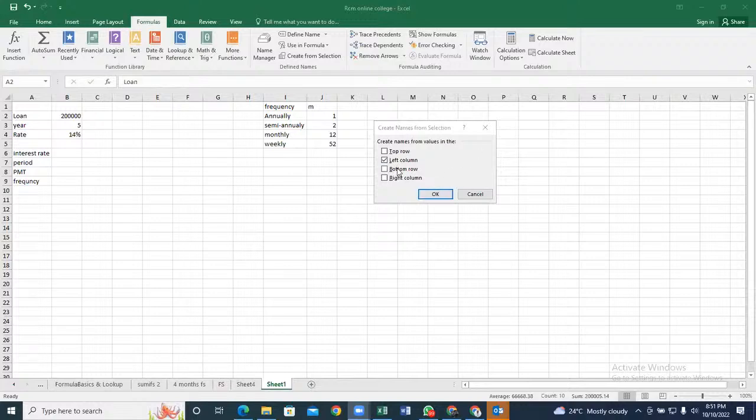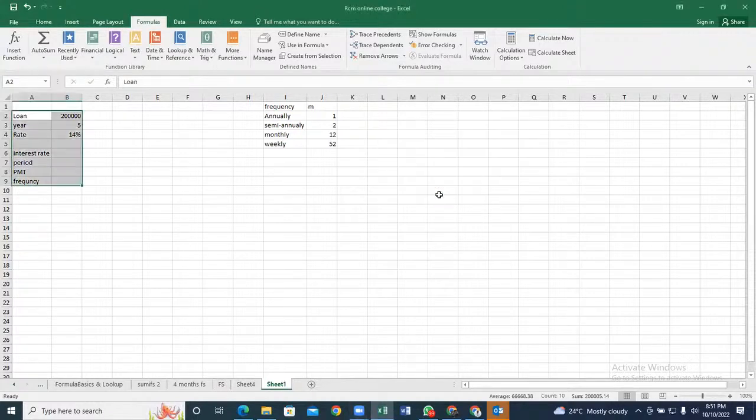So having done this, you now say, okay. We've now created the name of these cells by using the names in column A. So when I come here now, it is no longer B2, it is loan. When I come here, this one here is called rate. Here I have PMT, not B8. That's what we have done.